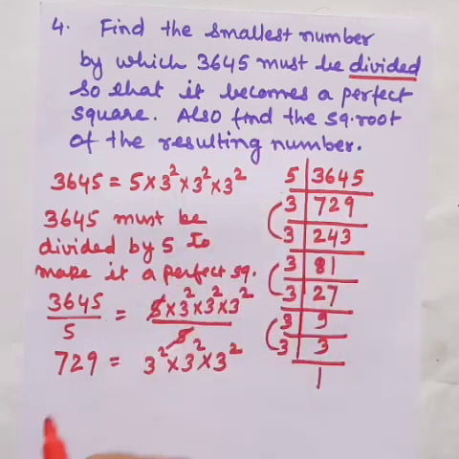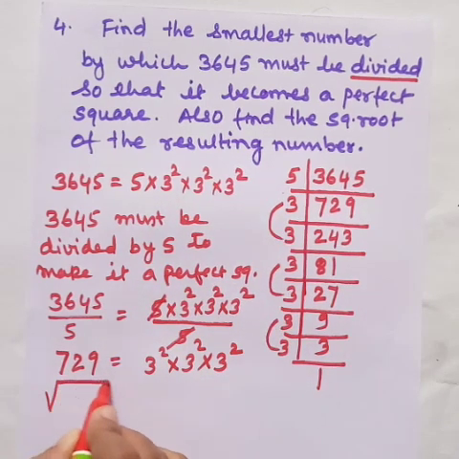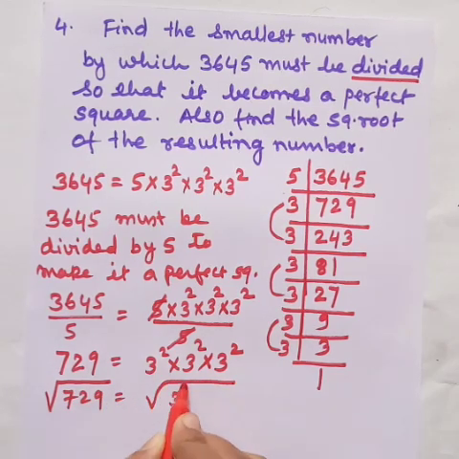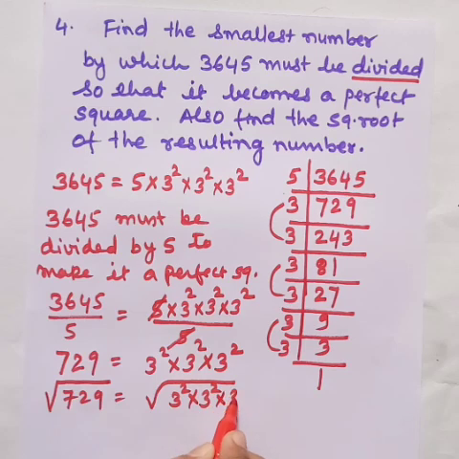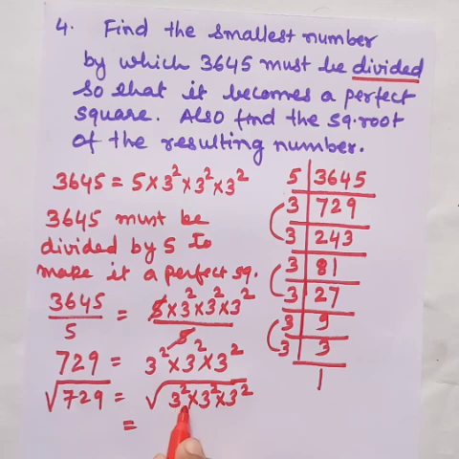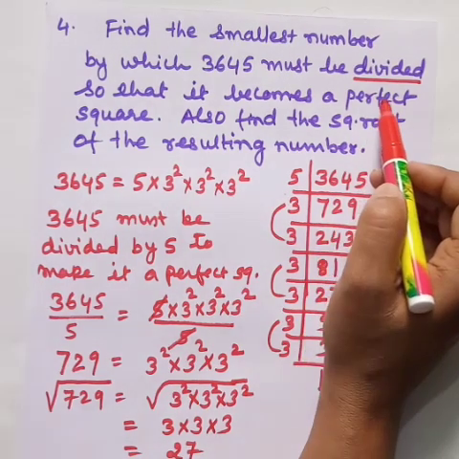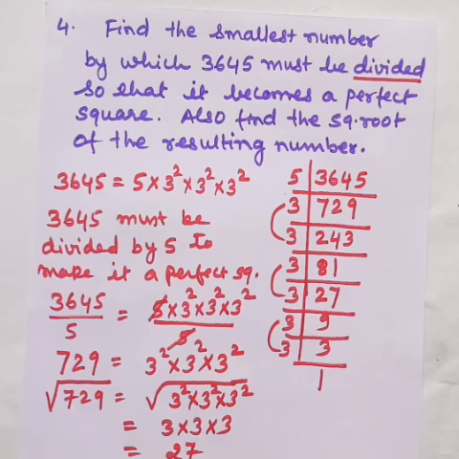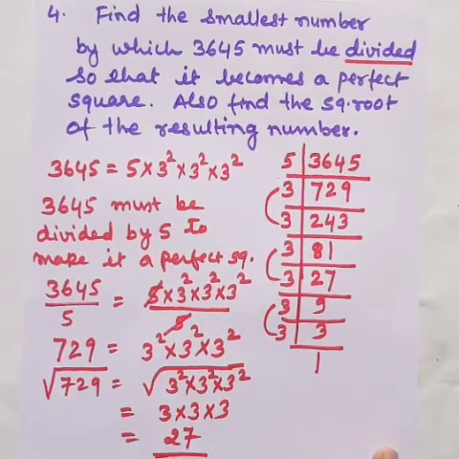Now also find the square root of the resulting number. Simply take square root on both sides. So this will be root of 3 square into 3 square into 3 square. So what are you getting? Root of 729 will be equal to, from 3 square you will get 3, from 3 square you will get 3, and from 3 square you will get 3. So your final answer is 27. For the first one, smallest number is 5, and for the second one, the square root of the resulting number is 27. Is it clear?